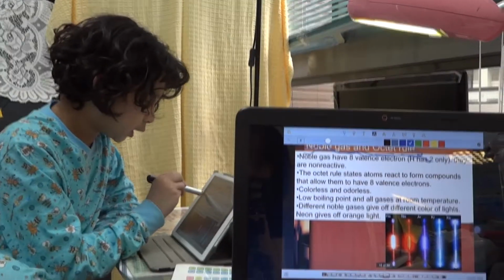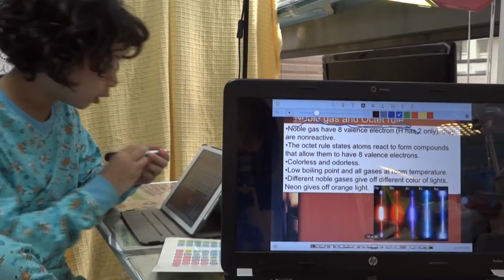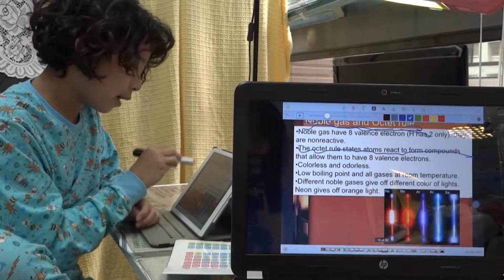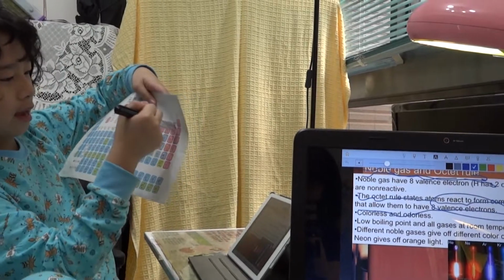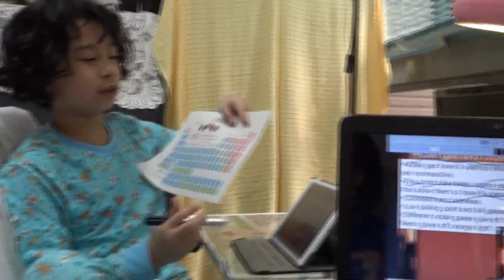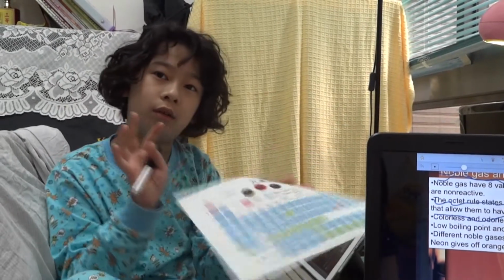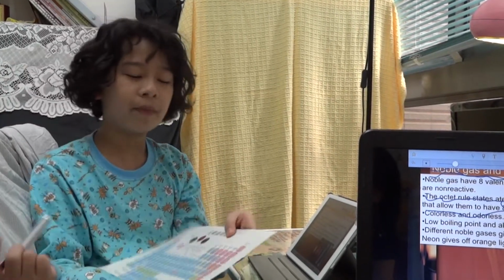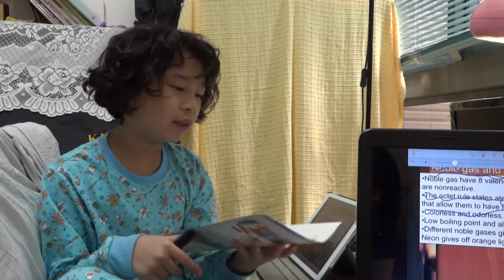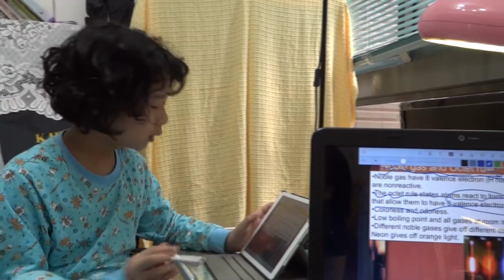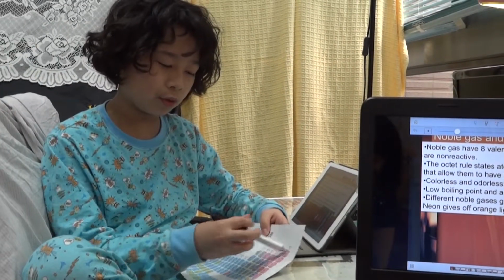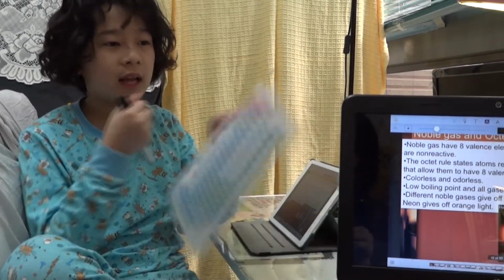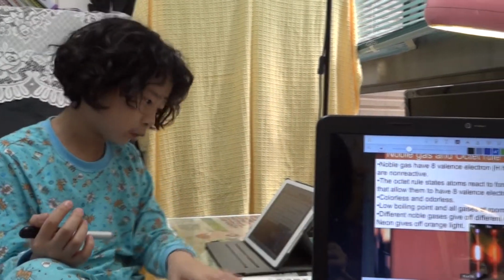The octet rule. The octet rule says that compounds have 8 valence electrons. So you can see all the atoms right here tend to have valence electrons following the octet rule. When they combine with other elements to form a compound, they can get the octet, so now they are stable. That's why noble gases tend not to combine with other elements, because they already have full valence electrons.